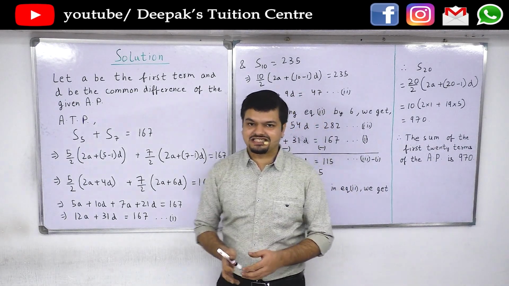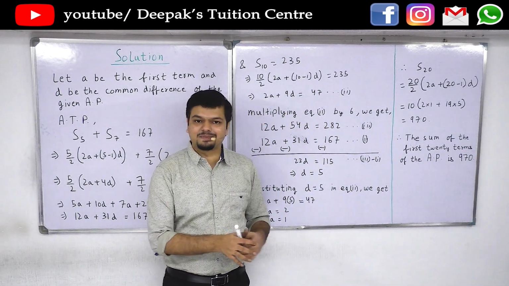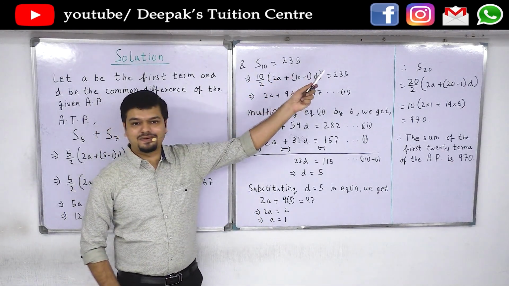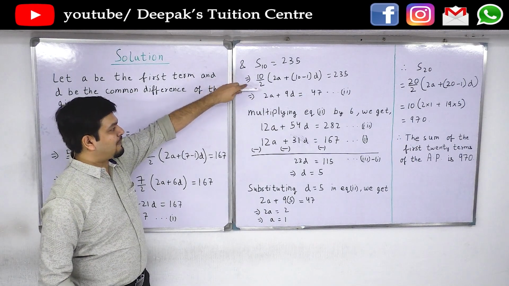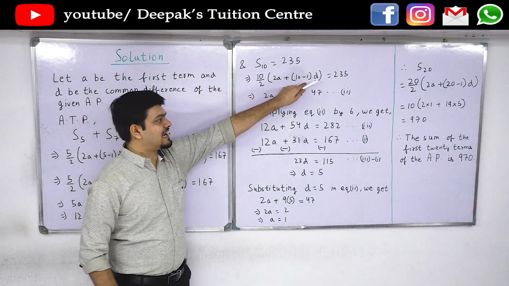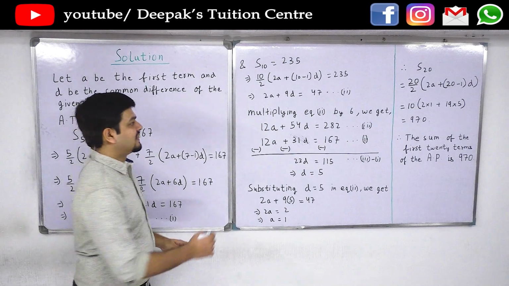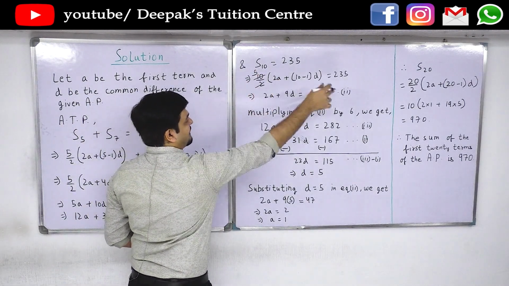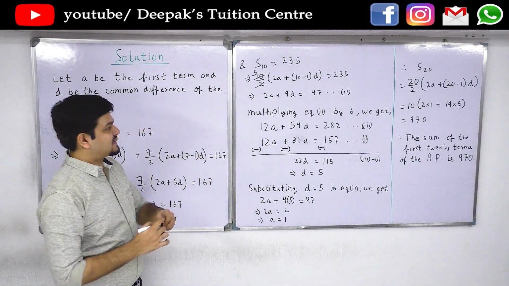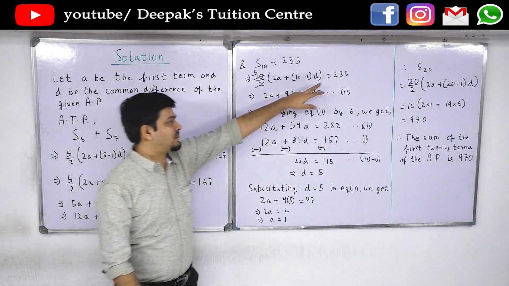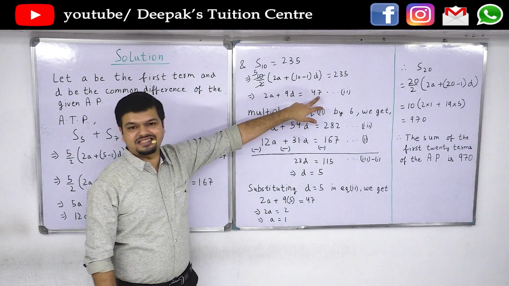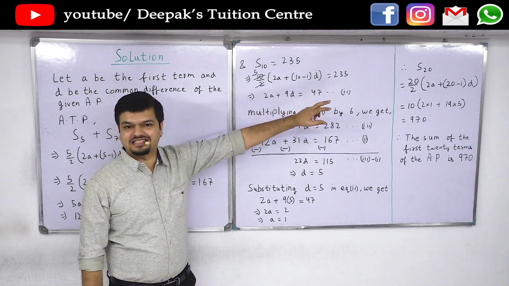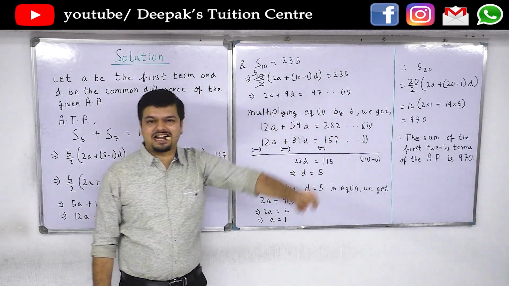Also, the question states that the sum of first 10 terms is 235. So therefore I can say S10 is 235. According to the formula, 10 by 2 in brackets 2a plus (n minus 1)d equals 235. I can divide 10 by 2 and get 5, and transposing 5 to the other side, I will get 235 by 5, that is 47. On the left hand side, 2a plus 9d is 47. So therefore this becomes the second equation.